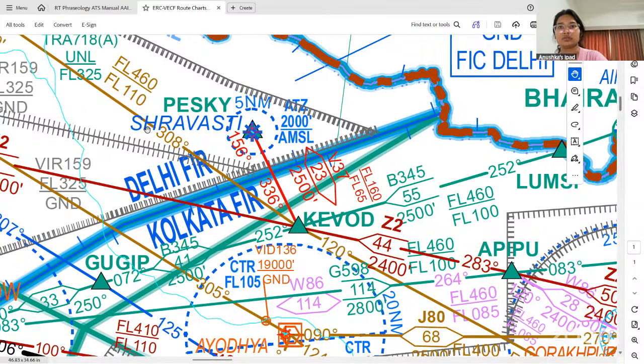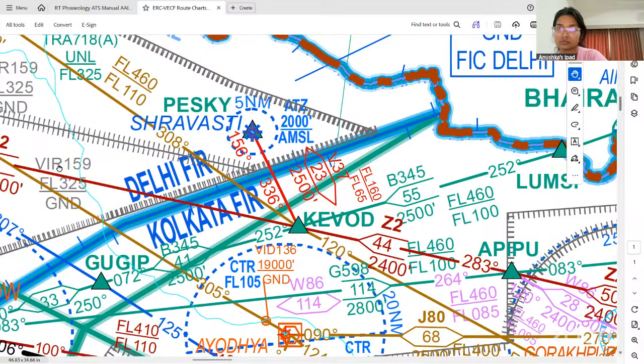Delhi as well. So all these routes over Kewad, they will be asking for FIR crossing clearance if they are speaking with HF, and crossing clearance will be mentioned. And from Kolkata radio, they will be changing over to Delhi radio.